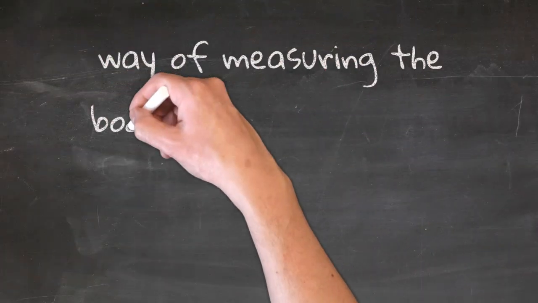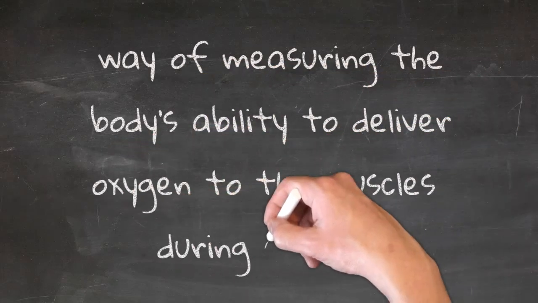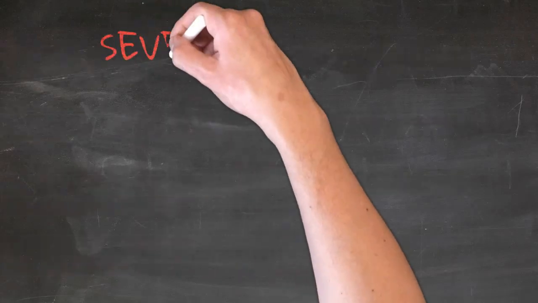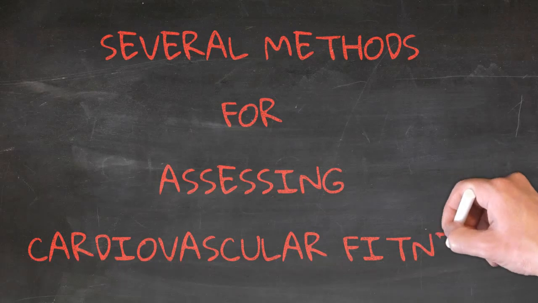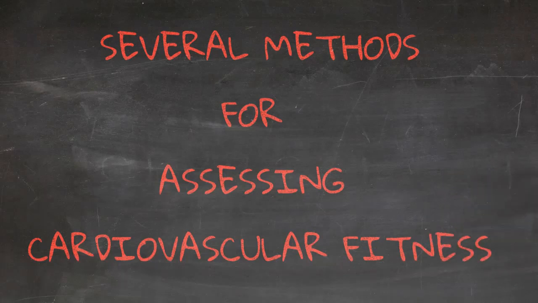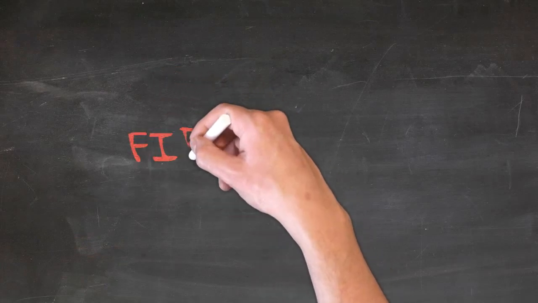Assessment of cardiovascular fitness is a way of measuring the body's ability to deliver oxygen to the muscles during exercise. There are several ways to assess cardiovascular fitness, including field tests, laboratory tests, and self-report measures. Here are some of the most common methods.